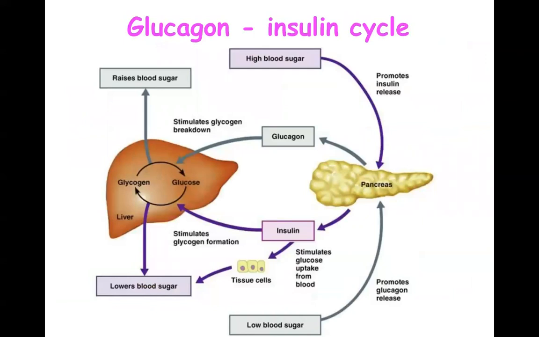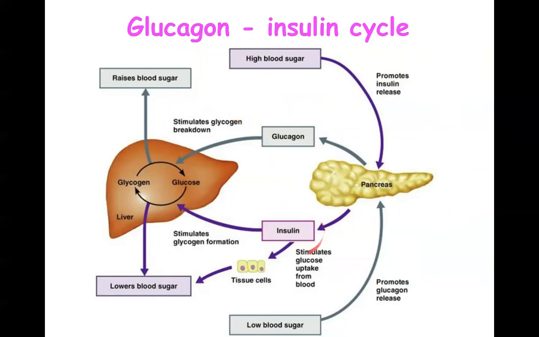Now, diabetes can be controlled by having a proper diet and a healthy lifestyle. But in the body, how is the insulin controlled? Insulin is controlled by the hormone called glucagon. These two hormones are antagonistic to each other. One hormone lowers the blood glucose level, another hormone raises the blood glucose level. So insulin lowers the blood glucose level and glucagon raises the blood glucose level.